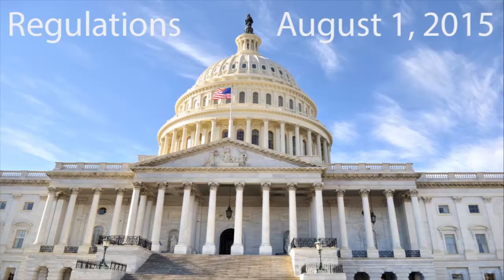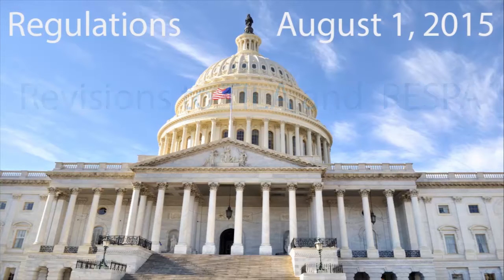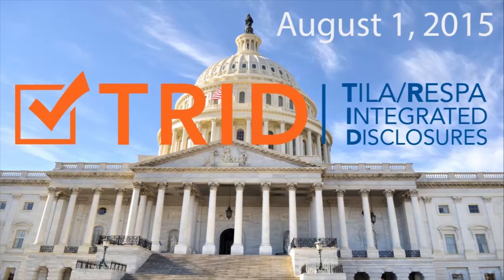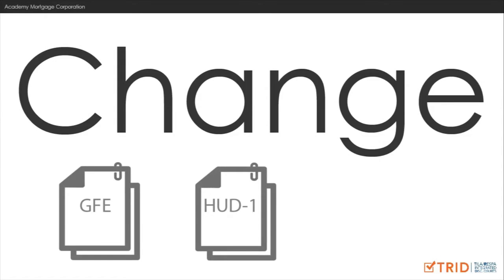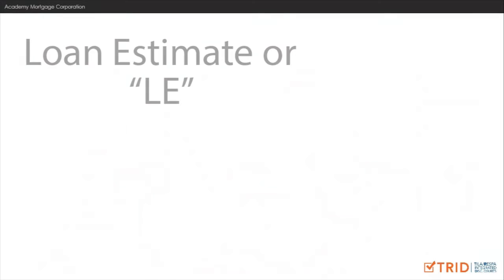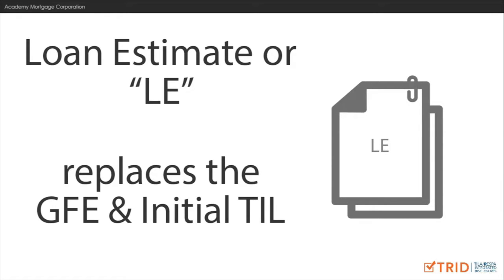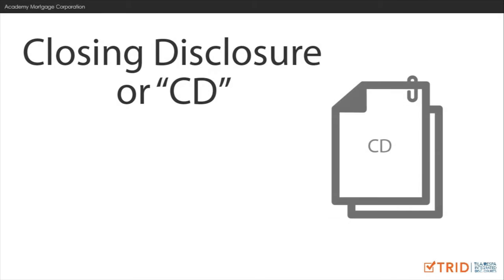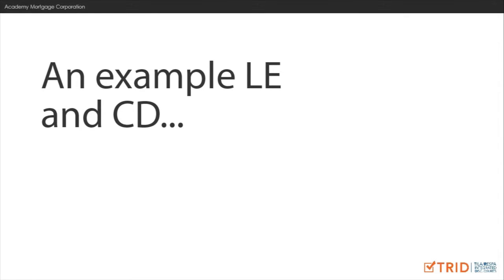August 1st, 2015. The CFPB has published revisions to TILA and RESPA that are being affectionately referred to as TRID, TILA-RESPA Integrated Disclosures. There are lots of changes, but the biggest one is that the GFE, HUD-1, and TIL forms, with just a few exceptions, will no longer be used. Instead, the new Loan Estimate, or LE, will replace the GFE and initial TIL, while the new Closing Disclosure, or CD, will replace the HUD-1 and final TIL. Let's take a look at a sample LE and CD from here.